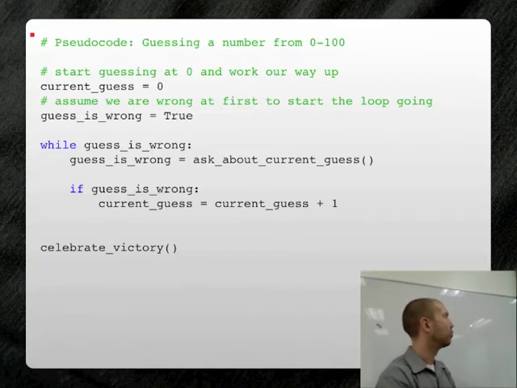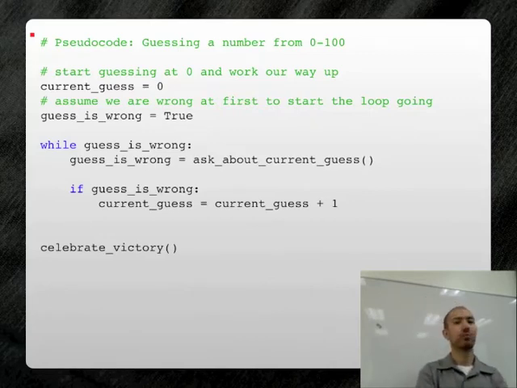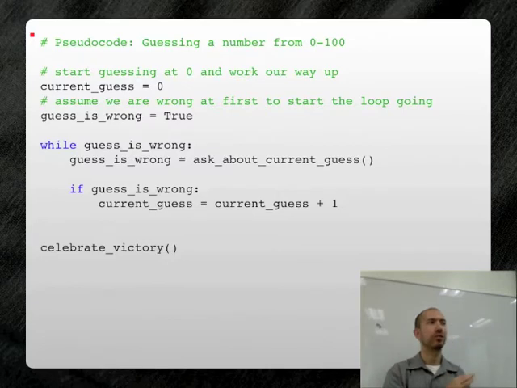So we're just adding 1 to current guess by saying whatever the value of current guess plus 1 is, set current guess equal to that now. All right? And then you're going to keep doing that loop until guess turns out right, so guess is wrong becomes false. When this condition is false, this loop ends and we celebrate victory. Okay? So that's how we would express this in pseudocode.